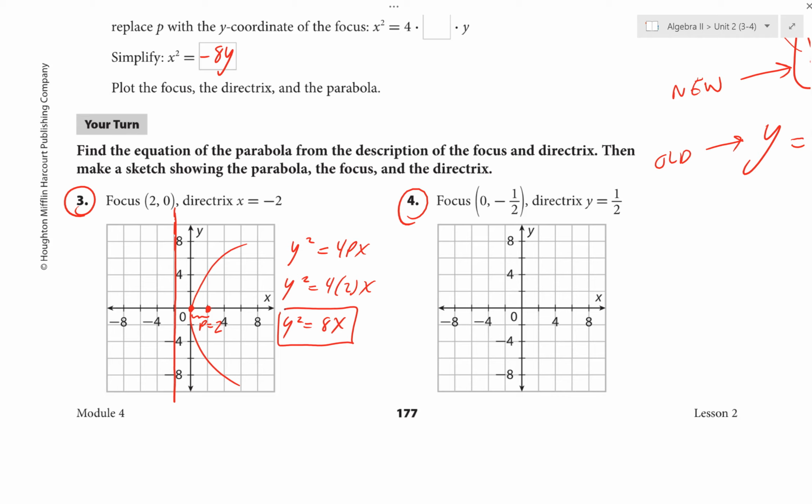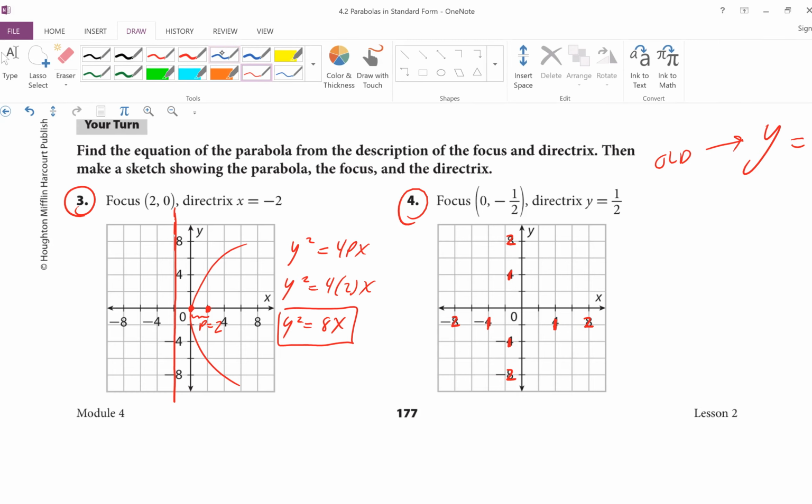Okay, and then this one, I don't really like the scale that they gave us since we're working with fractions like 1/2. It doesn't make sense to have our scale by 2s, so I'm actually going to change this. I'm going to call this 1 and 2 and negative 1 and negative 2 and 1 and 2 and negative 1 and negative 2. So you're welcome to change those scales anytime you need to.